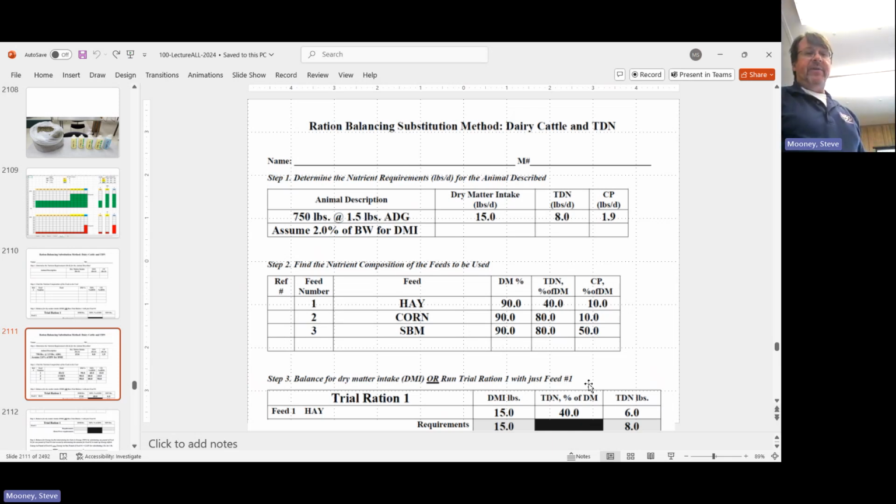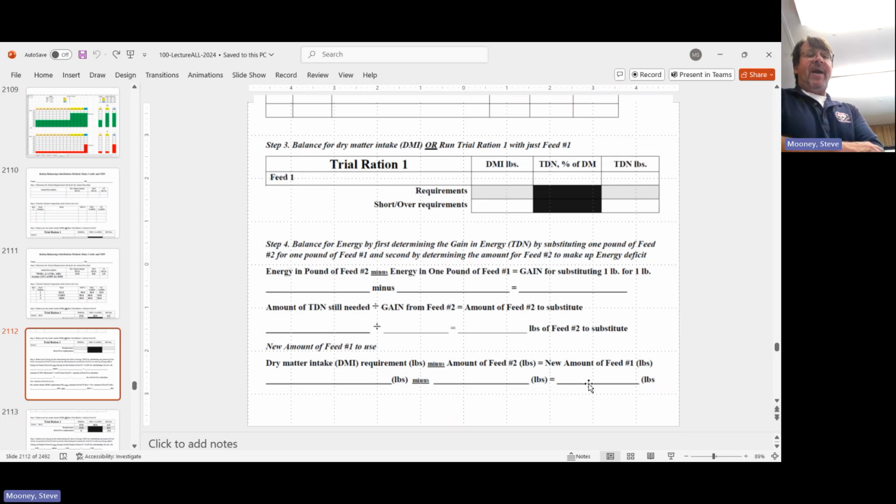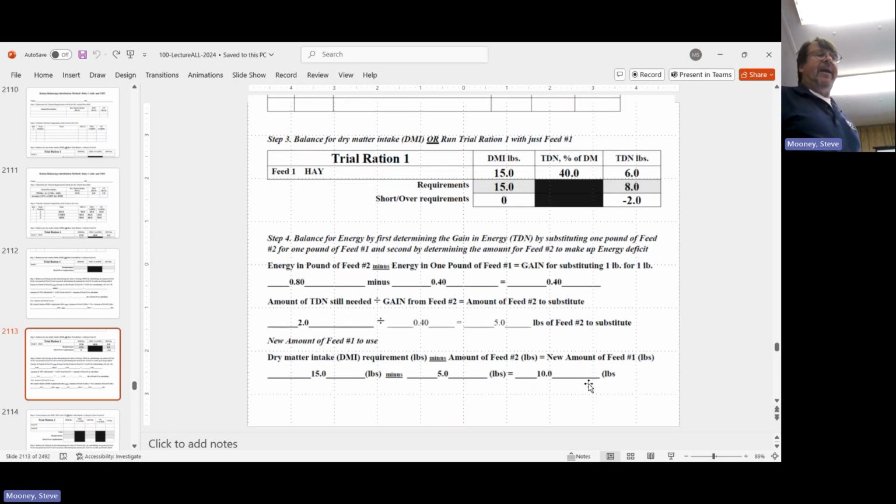So step 3, we want to balance for dry matter intake or run trial ration number 1 using only feed 1. So which is our feed 1? Hay. What is our dry matter intake requirement? 15 pounds. What is our TDN percent of our hay? 40, so that goes in here. What is our TDN requirement? 8. Should be written down from the top. So let's start to fill that in.